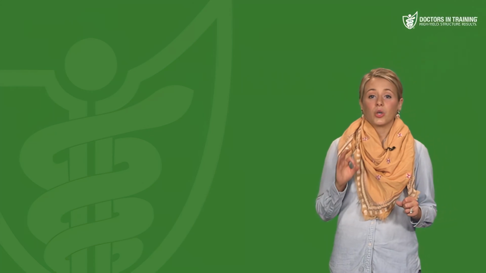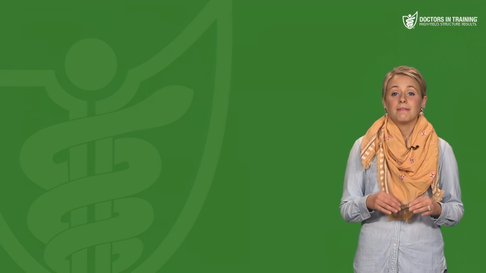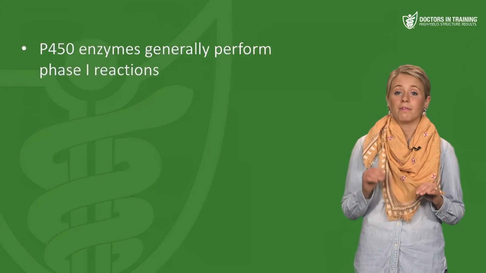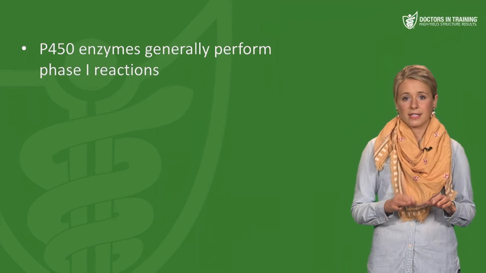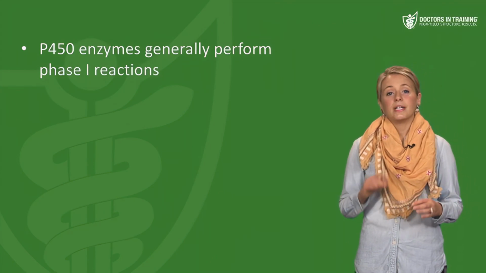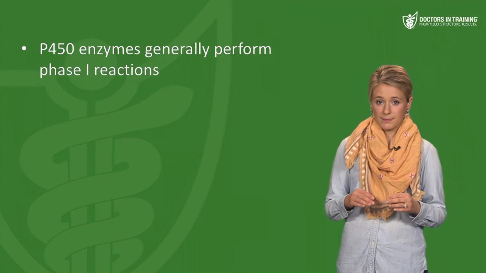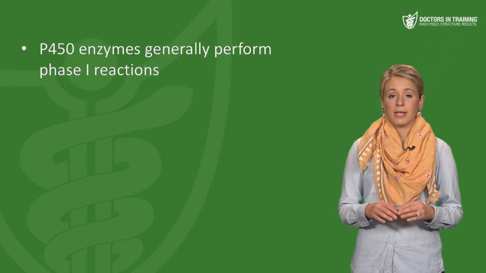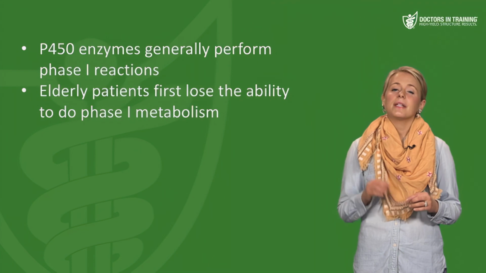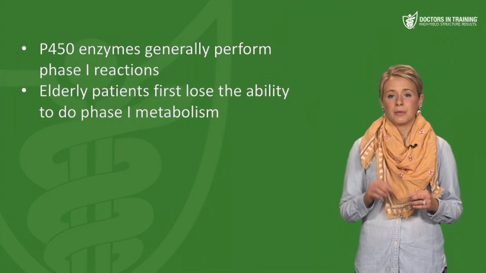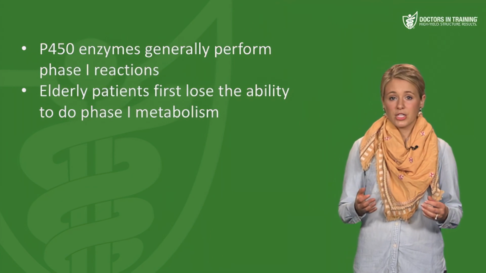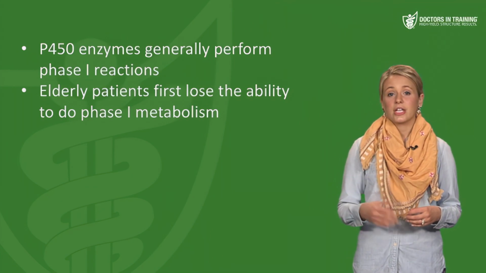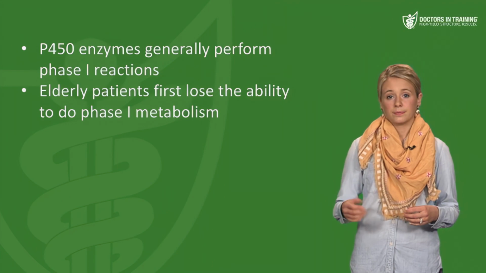There are 3 other quick bullet points that I want you to remember. First, cytochrome P450 enzymes generally perform phase 1 reactions. We'll come back to cytochrome P450 in a second, but remember, phase 1 equals P450. The second quick bullet point is that elderly patients typically lose the ability to do phase 1 metabolism first. But they can still do those phase 2 conjugation reactions like glucuronidation and acetylation and so on.